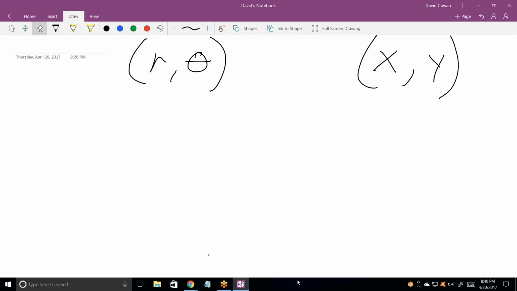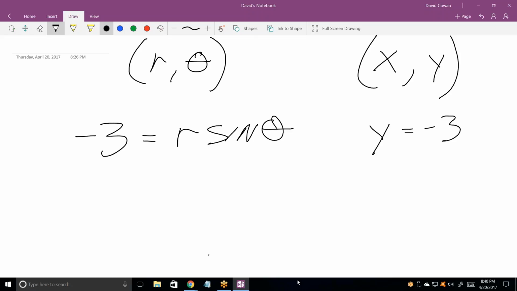All right. What's the next one? Y equals -3. Well, now that we know how to do it, -3 equals r sine of theta, so r equals -3 over sine of theta. So r equals -3 cosecant theta.